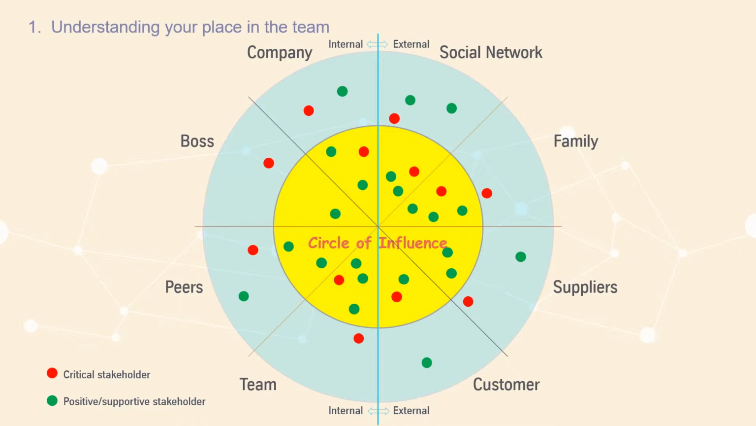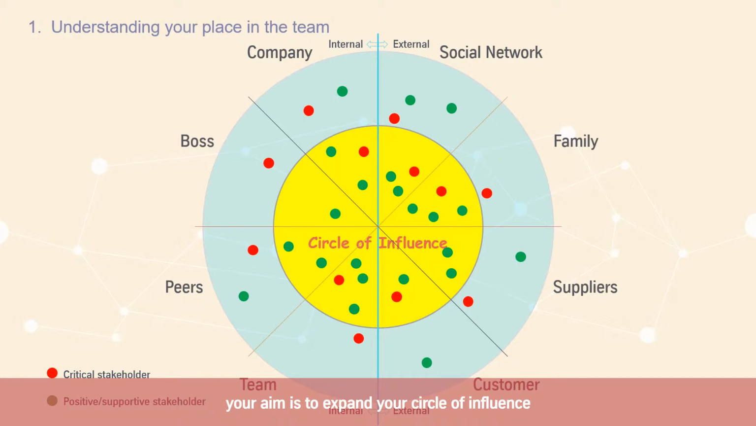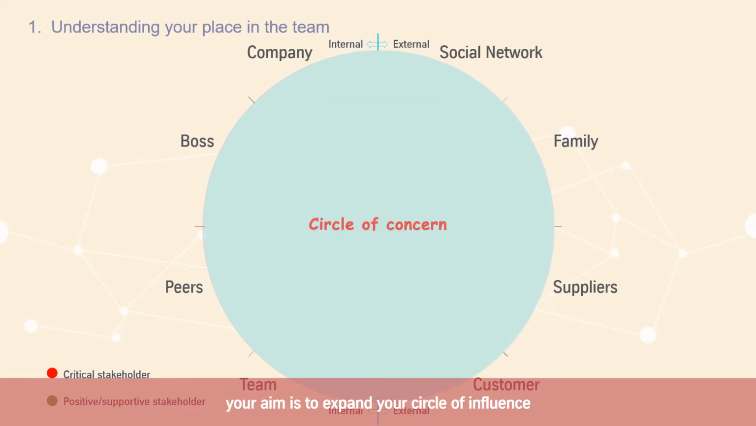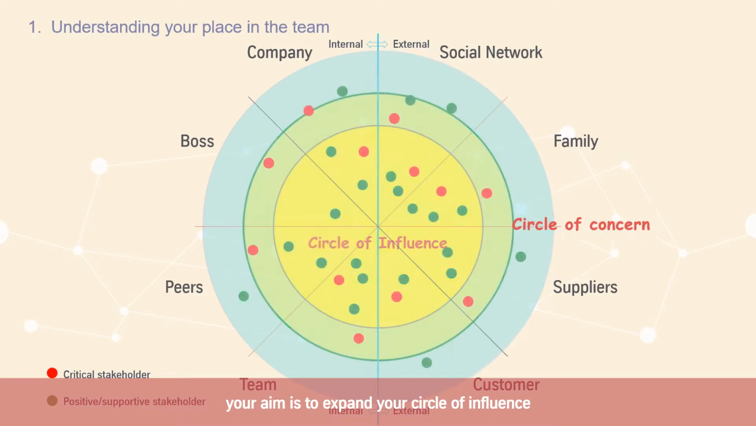This is powerful knowledge which we can utilize to determine the best strategy for working together successfully going forward. Our aim should be to expand the circle of influence and encompass as many of those in the circle of concern as possible, particularly those that are critical of us.